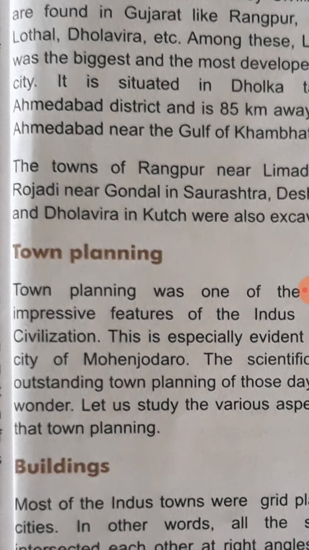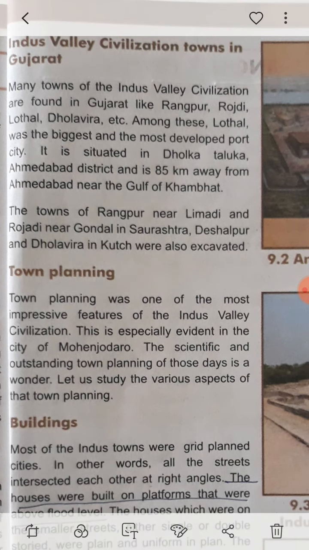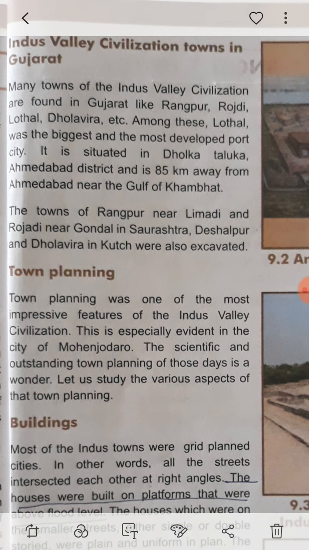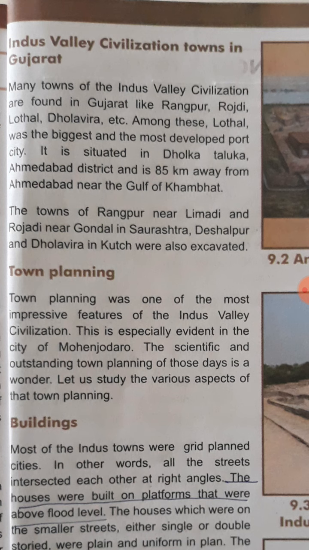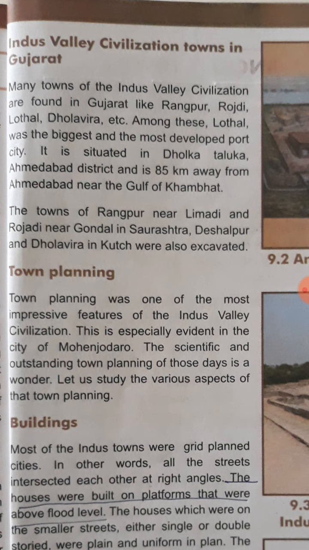Town planning. Now the next point is town planning. What is the impressive feature of the Indus Valley civilization? Every period has some important, impressive feature. In the Indus Valley civilization, town planning was one of the most impressive features. This is especially evident in the city of Mohenjo-daro. We can find this evident in Mohenjo-daro.